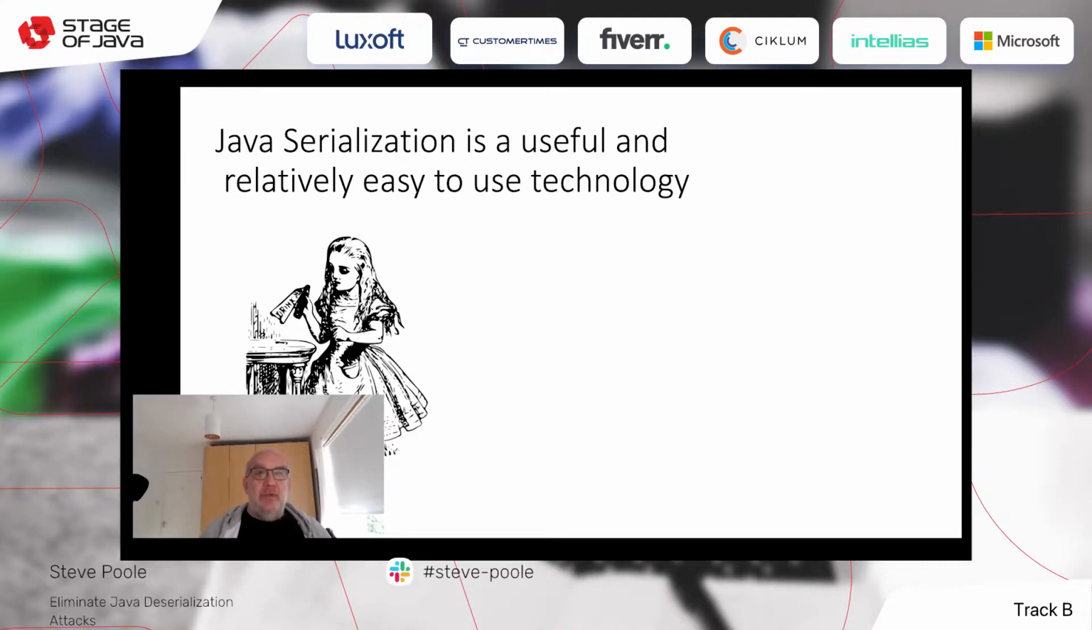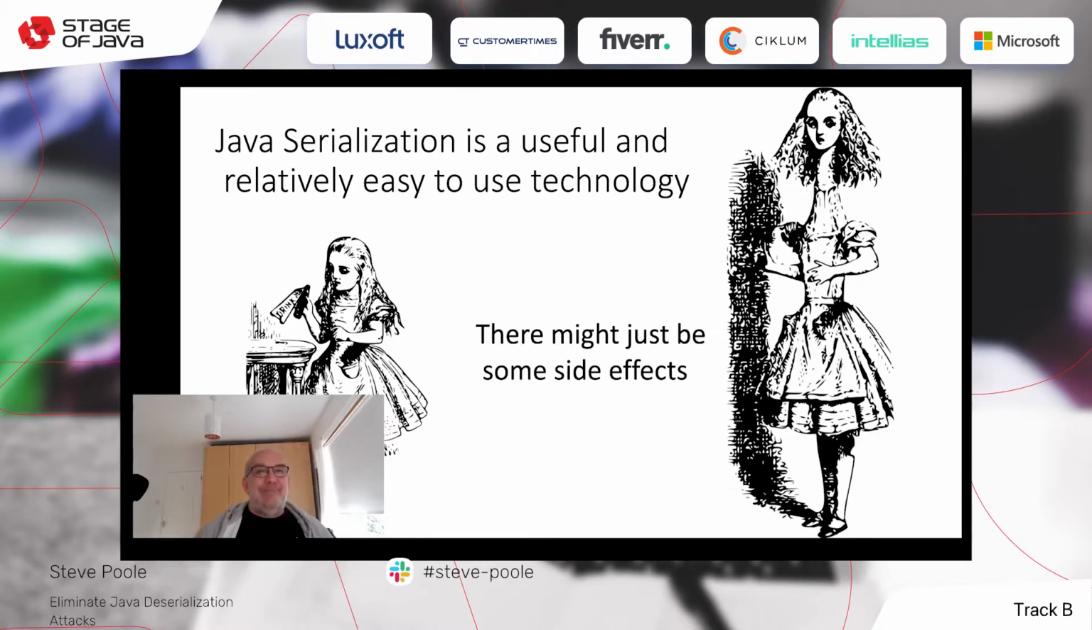So it's a very useful tech, hence the fact that it's being used everywhere. It's very easy to use, which makes it even more popular. And most of the time it's fine, except, well, there are some potential side effects. And nowadays those side effects are mostly being exploited by bad actors. And there are many bad actors who are doing what they can to attack your systems through your unwatchful use of Java serialization.